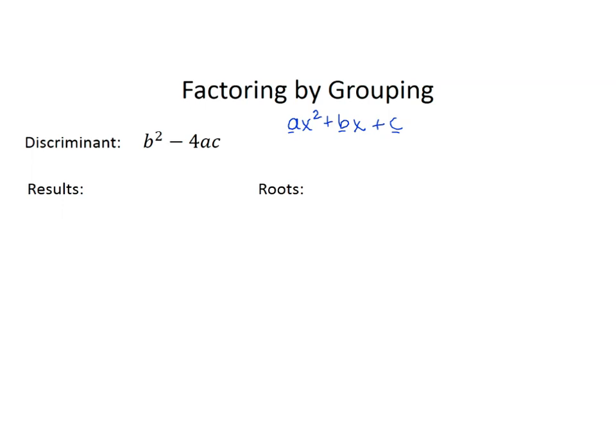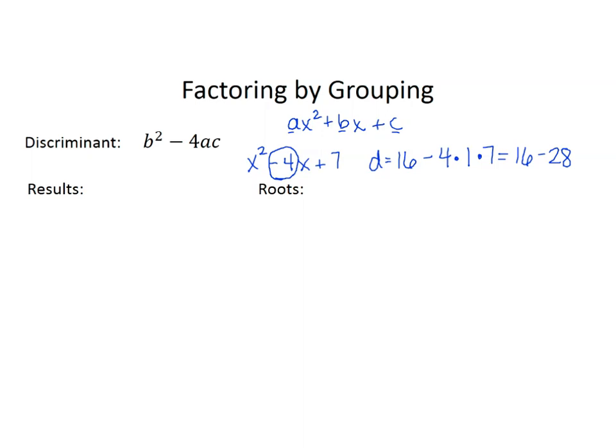So for example, if I have, let's say, x squared minus 4x plus 7, something like that. If I do the discriminant, then I would do b squared, which is negative 4 squared is 16, minus 4 times a times c. And I would get 16 minus 28, which is going to give me a negative number.